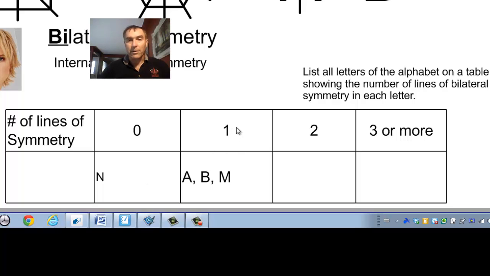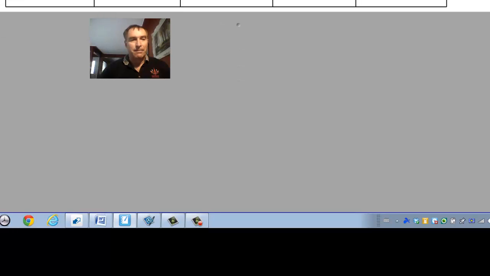Letters with 1 line of symmetry, we've got our A, B, and I added the M there. Can you find any letters that have 2 lines of symmetry, or any with 3 or more? And we'll compare notes tomorrow on that.